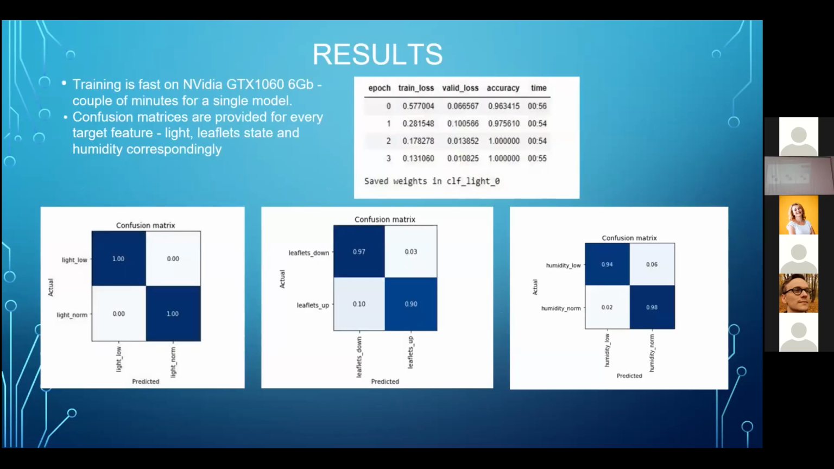Training is not very long when it is on an NVIDIA GTX 1060, which has 6 GB of memory. It takes a couple of minutes for a single model. We get a confusion matrix. The confusion matrix is provided for every target feature, as shown on the slide: for light, for water, and for humidity correspondingly.